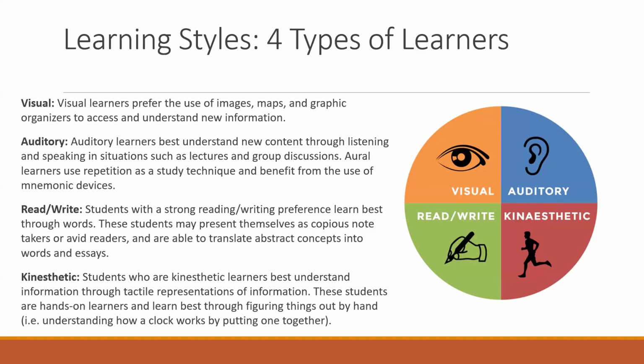Visual learners prefer the use of images, maps, graphics, and organizers to assess and understand new information. Auditory learners best understand new information through listening and speaking in situations such as a lecture or group discussion, and they use repetition in study techniques, such as using mnemonic devices. Read or write students learn best through words, writing it out. They may present themselves as copious note takers or avid readers and are able to translate abstract concepts into words and essays.